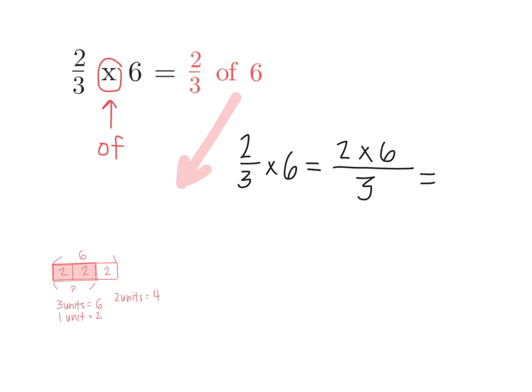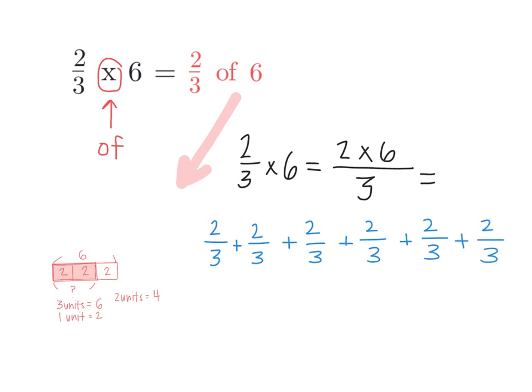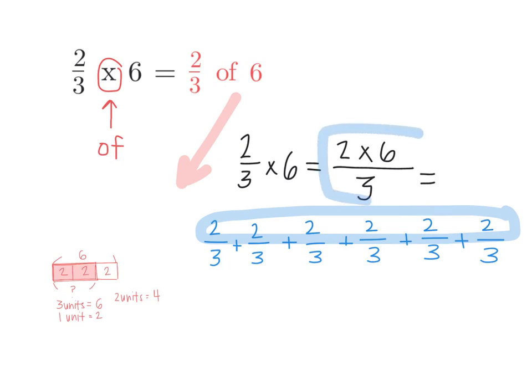Talk to your neighbor about why that's true. 2/3 times 6 is 6 copies of 2/3. So this would equal 2/3 plus 2/3 plus 2/3 plus 2/3 plus 2/3 plus 2/3. Do you guys agree? When I do that, do I ever change the units? No. It's going to be some thirds, right? How many thirds am I going to have? 12. Because it's 2 plus 2 plus 2 plus 2 plus 2 plus 2, or 2 times 6. So that's why this is equal to 2 times 6 all over 3. Do you guys see that?